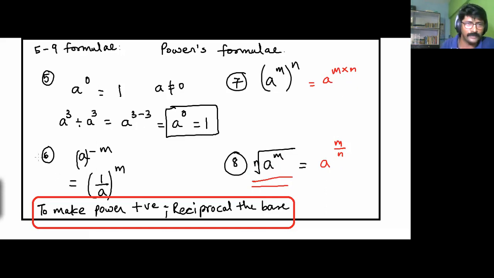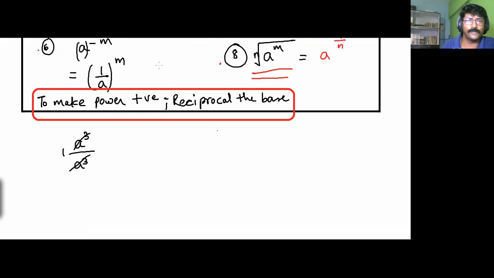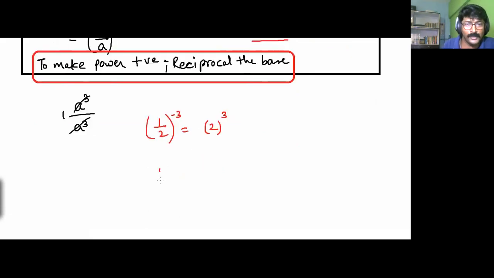Okay, no worries. I will give an example of rule number 6, rule number 7, and rule number 8, so you will understand in a better way. If it is something raised to a negative power, like 1 by 2 raised to power negative 3, how will we write it? We simply take the reciprocal of the base. The reciprocal of 1 by 2 is 2, so the power will become 3. Now I'll give another example.